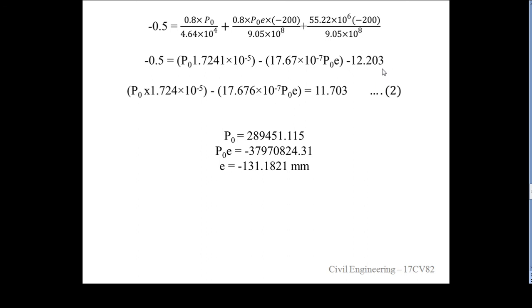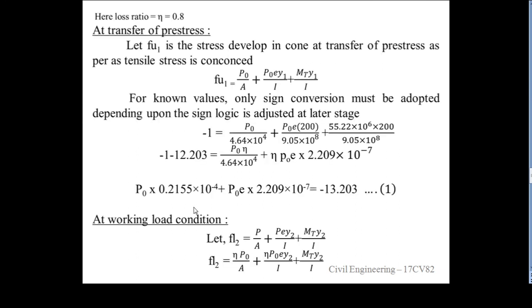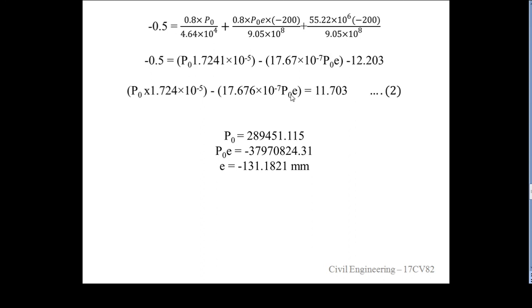12.203. Then this equation gives P naught into 1.724 into 10 raised to minus 5 minus 17.676 into 10 raised to 7 P naught E equal to 11.703. This is equation number 2. Solving equations 2 and 1, this is 1, this is equation number 2, by simultaneous equations, P naught is equal to 2869451.115, we are getting this value.